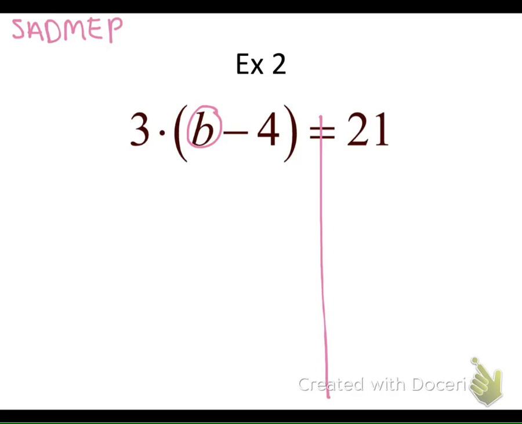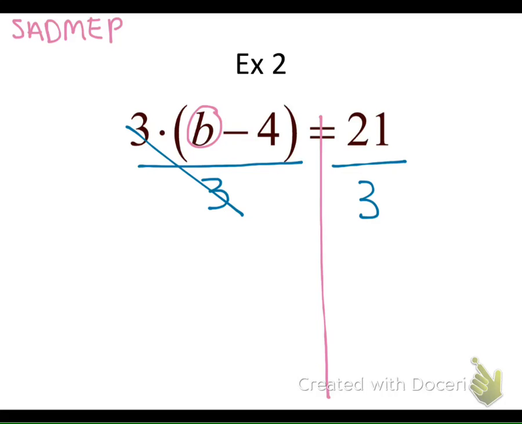Do I have any addition? Any division? Any multiplication? That's times 3. So to get rid of that times 3, I use inverse operation, and the opposite of multiplication is division. So I'm going to divide this entire side by 3. Golden rule: whatever I do to one side, I do to the other. The inverse operation of multiply is divide.